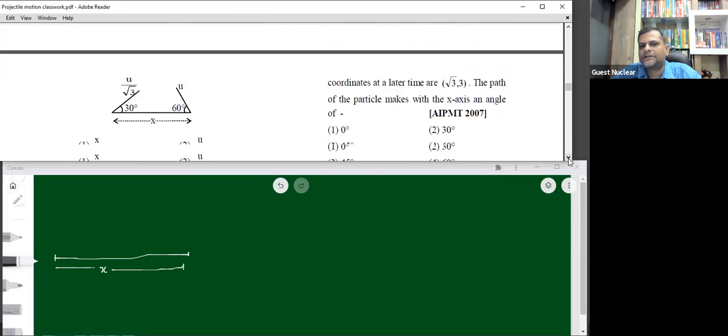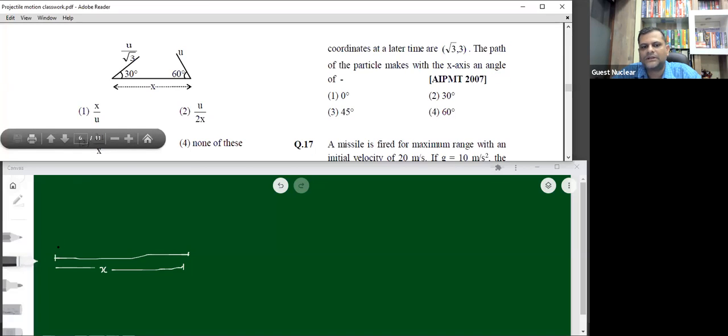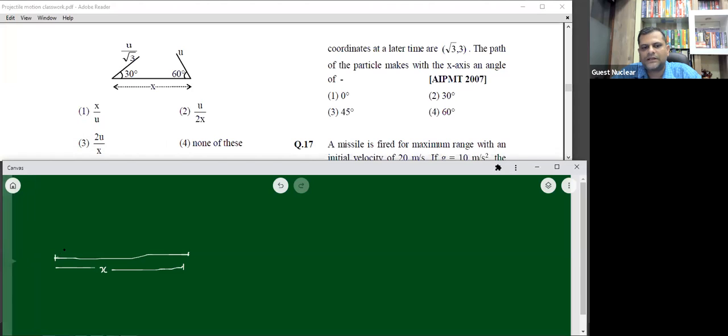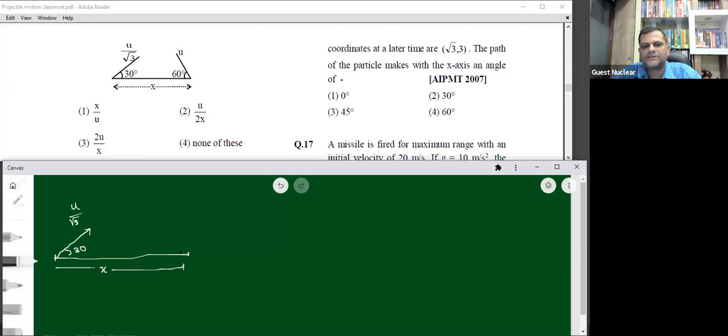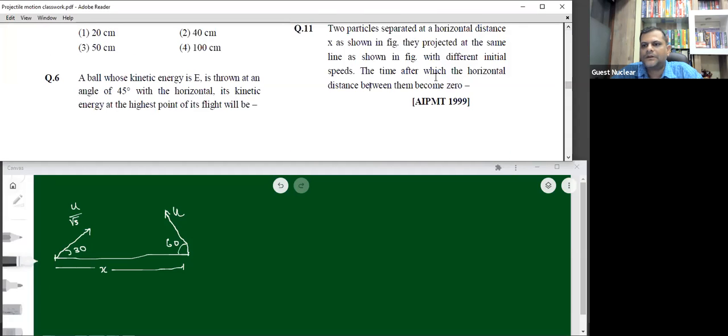तो देखो यहाँ पे ये दोनों पार्टिकल्स का डायग्राम यहाँ पे दिया हुआ है, ये देखो, the first particle is projected at an angle 30 degree with the horizontal and it is projected with the velocity u by root 3. Okay, and the second particle is projected at an angle 60 degree with the horizontal and it is projected with the velocity u here. Correct hai? Yes, so what we want to find out here is, see the last line in the question, the time after which the horizontal distance between them becomes 0. मतलब horizontal distance उनका 0 कब बनता है उसके ऊपर हमको फोकस करना है.